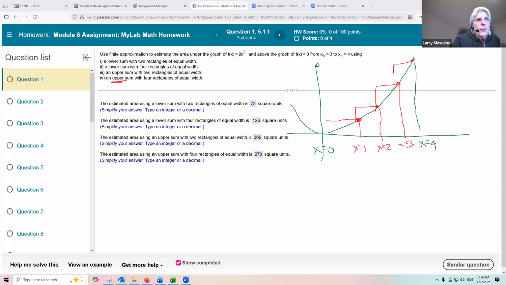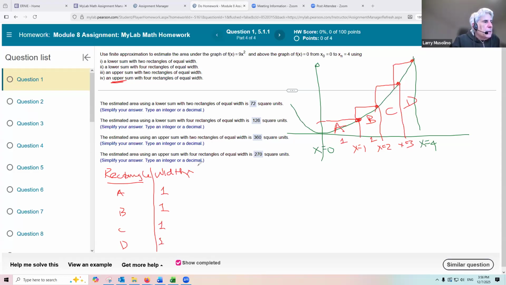So here are my 4 rectangles. Let me call this rectangle A, B, C, D. I didn't draw this graph very well because all these rectangles should have equal width. By the way, the width is 1 for each one of these rectangles. Let me make up a little table. So we're going to have 4 rectangles here that we're creating. I'm labeling them as A, B, C, D. The width of each rectangle is 1. All I have to do is find the height of each rectangle. And once I multiply this together, that'll give me the area of each individual rectangle.